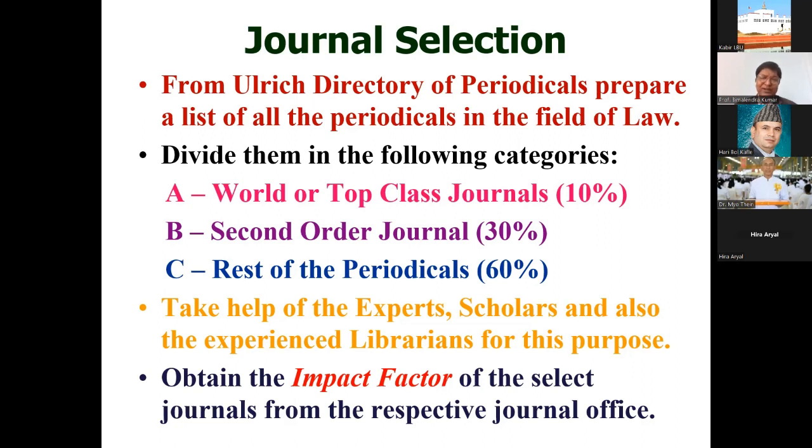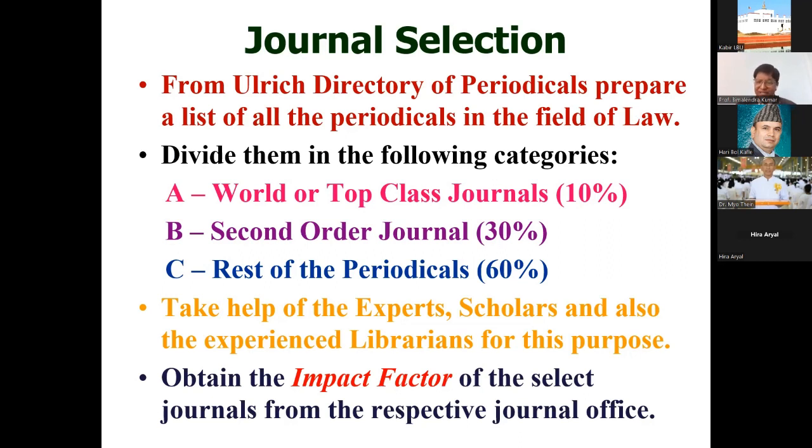If you go to the central library of any university, or any national library, you can find periodicals and directories of the periodicals also. You can shortlist the research journals related with your topic, then divide them into the following categories: world top class journals 10%, second order journals 30%, rest of the periodicals 60%.